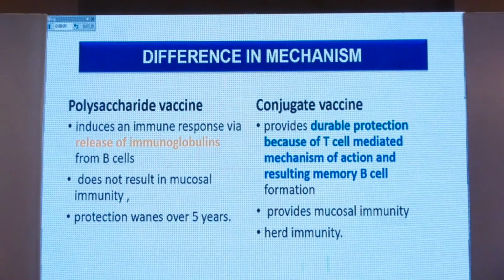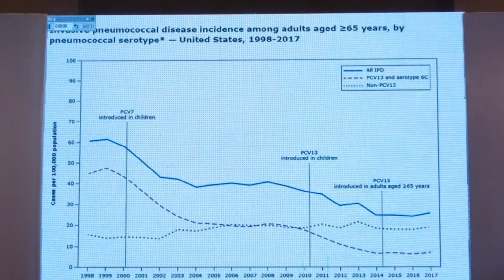The main difference in their mechanism is that the polysaccharide vaccine mainly causes the release of immunoglobulins from the B cells. Whereas the conjugated vaccine has a durable protection because of the T cell mediated mechanism and the resulting memory B cell formation. And there is also herd immunity and mucosal immunity with the conjugated vaccine. As you can see from this, after the introduction of this vaccine, there was a downward trend in the number of cases of invasive pneumococcal disease.